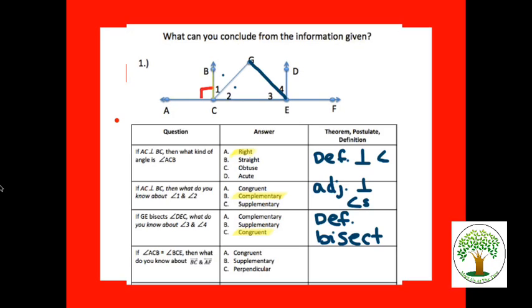This is the last one. If ACB is congruent to BCE, then what do we know about ray BC and line AF? Do you mean BCE? Yeah. I'm sorry, BCE. Are they congruent, supplementary, or perpendicular?